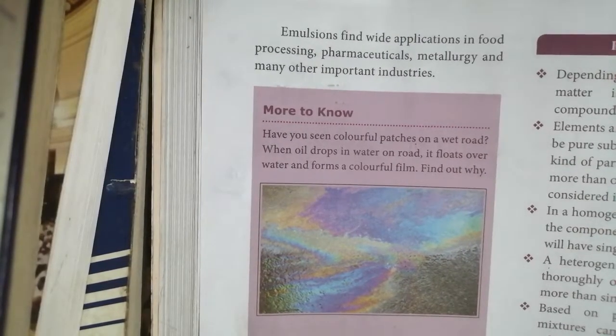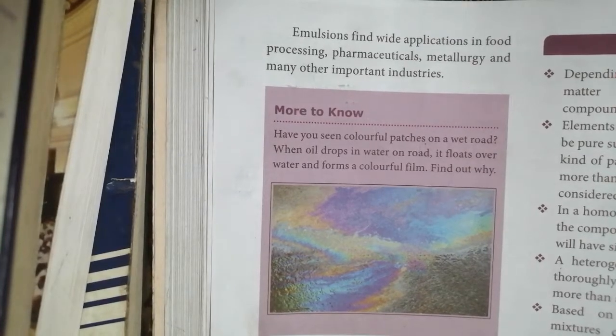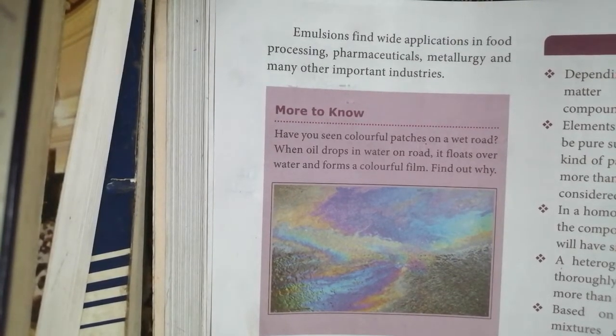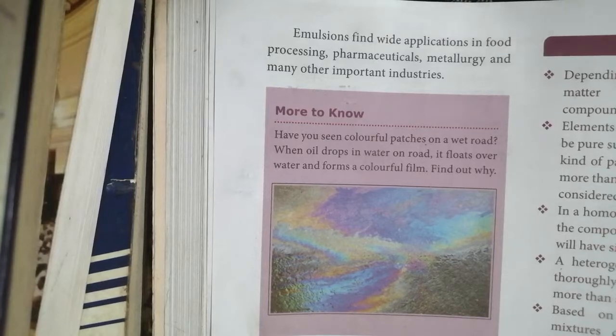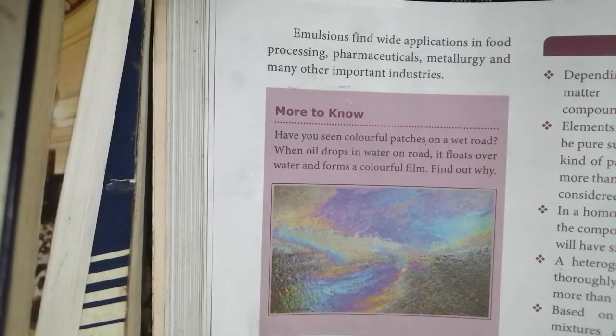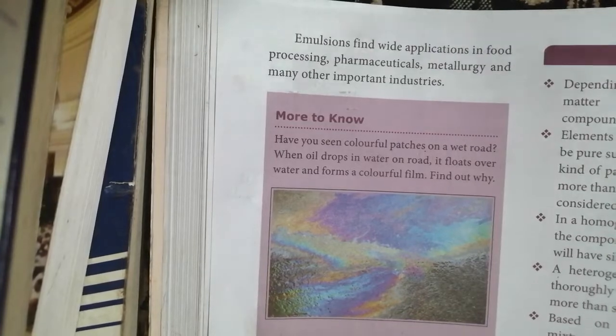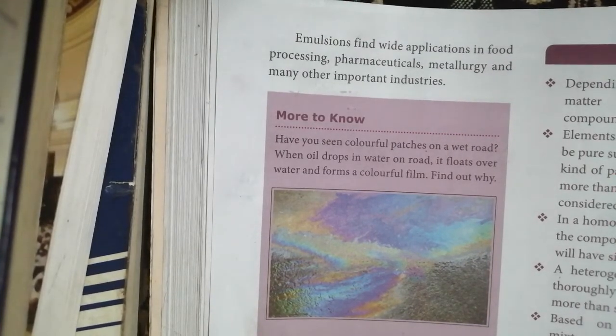So have you understood, students, emulsion? Emulsion means two or more immiscible liquids, where one type of liquid is dispersed in another type of liquid. Examples: milk, cream. A lot of examples we discussed, right? And in industries, the emulsification process is used.